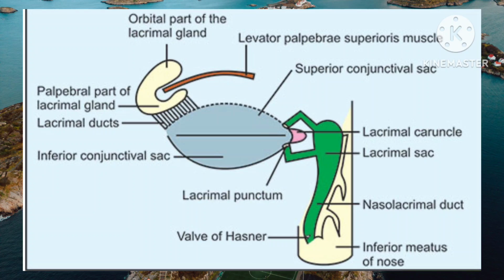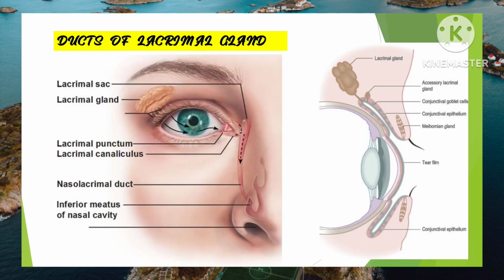We can also see about 8 to 12 ducts of the lacrimal gland, which pierce the conjunctiva of the upper eyelid and open into the conjunctival sac near the superior fornix. We have superior and inferior fornices, and the fornices are formed by the junction of the palpebral and the bulbar parts of the conjunctiva.